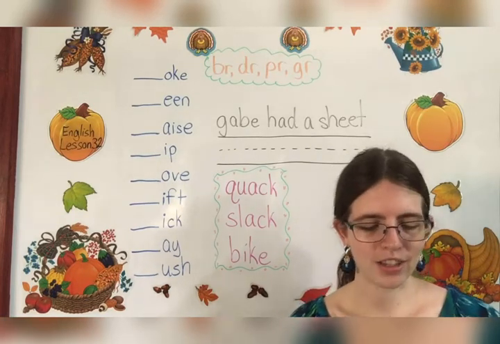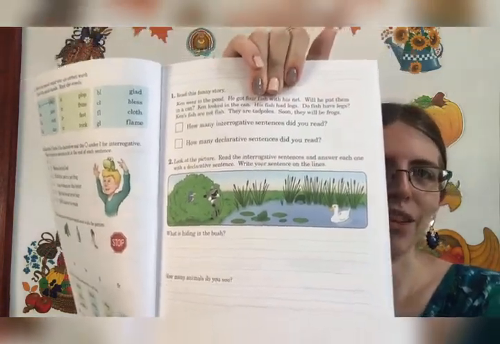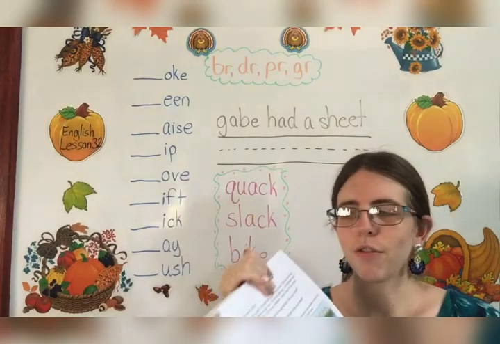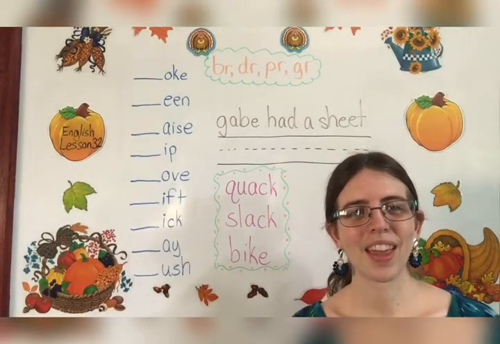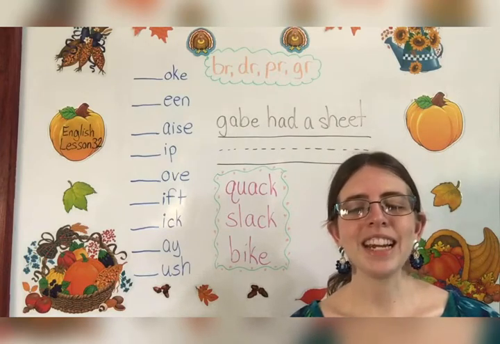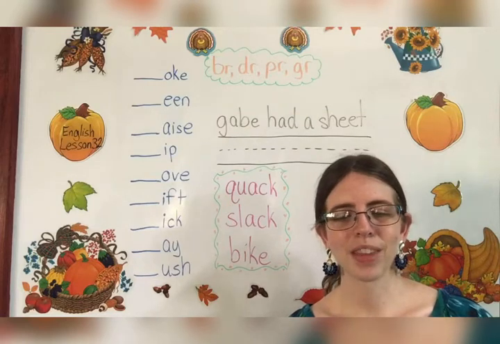You should have pages 37 through 38 out in front of you. This is page 37. We're going to get started, first of all, by making sure your name is at the top of the paper. Then number 1 says, read this funny story. So we're going to read it together, okay?